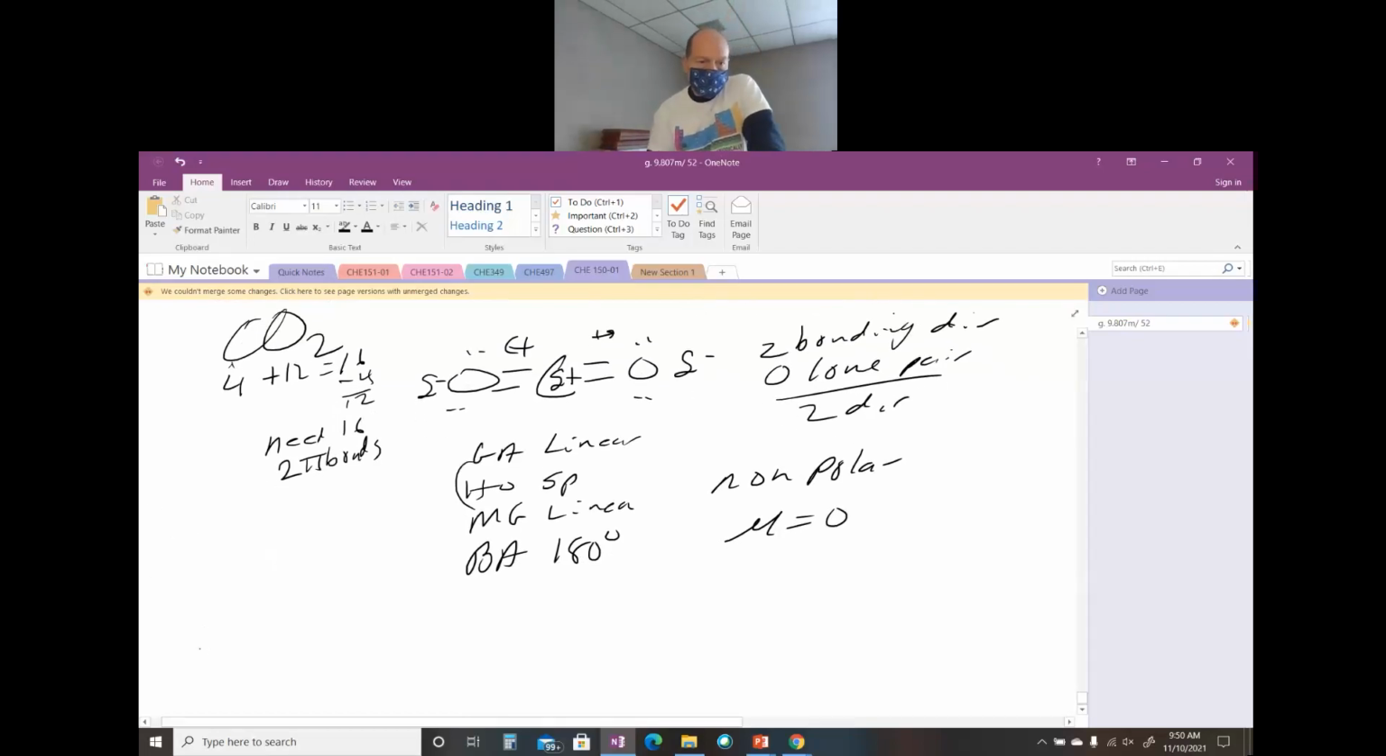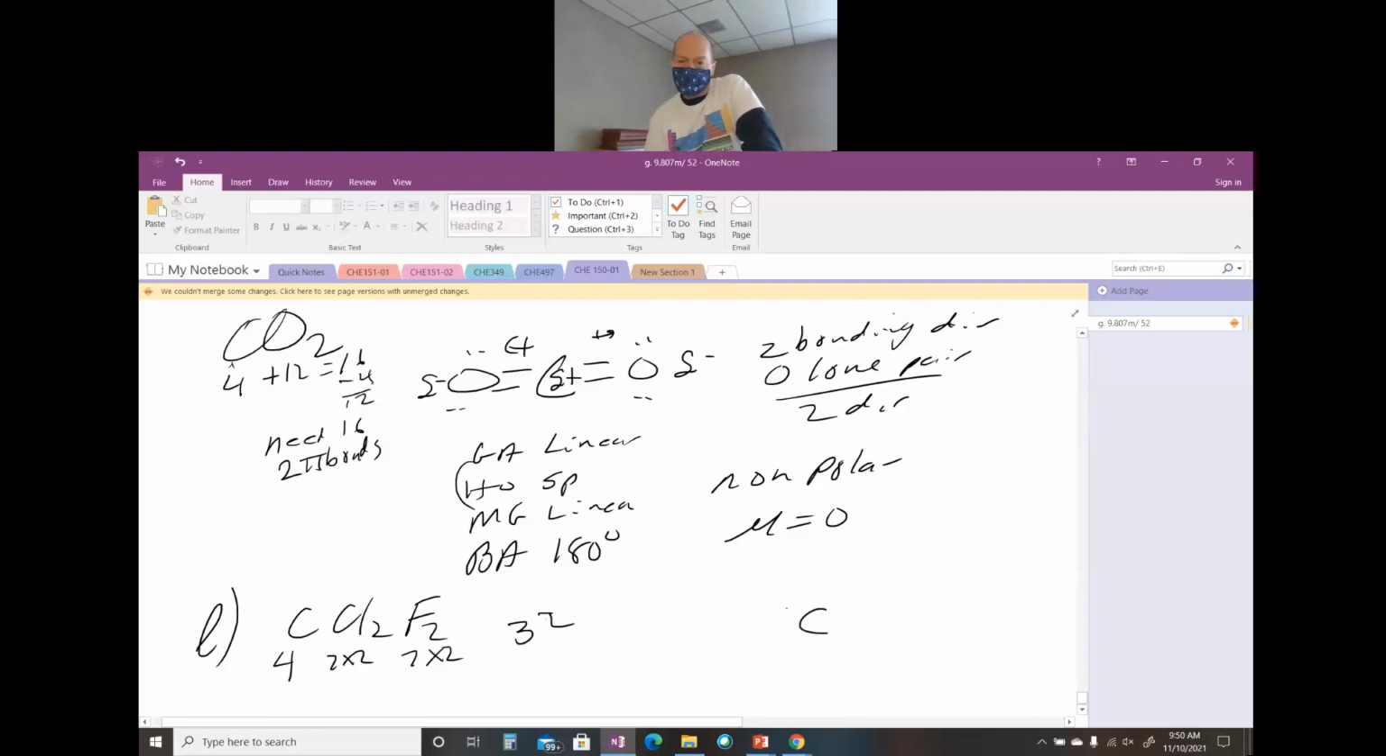L is interesting. All right, so L is CCl2F2. We have carbon, that's 4, and we have 7 times 2 for the fluorine, and 7 times 2 for the chlorine. And so that is 32 valence electrons.